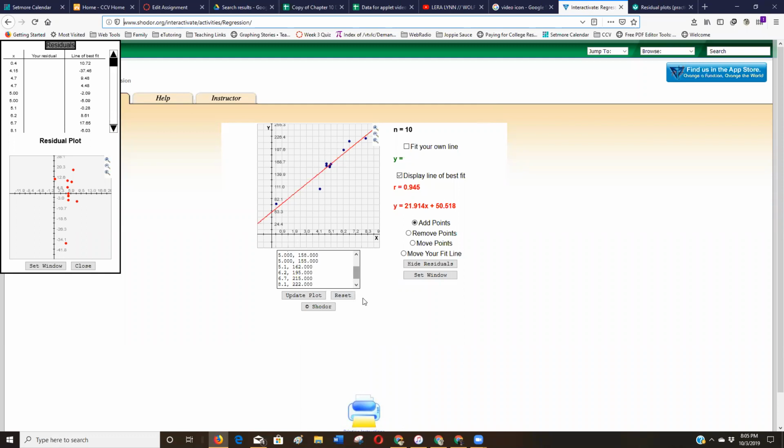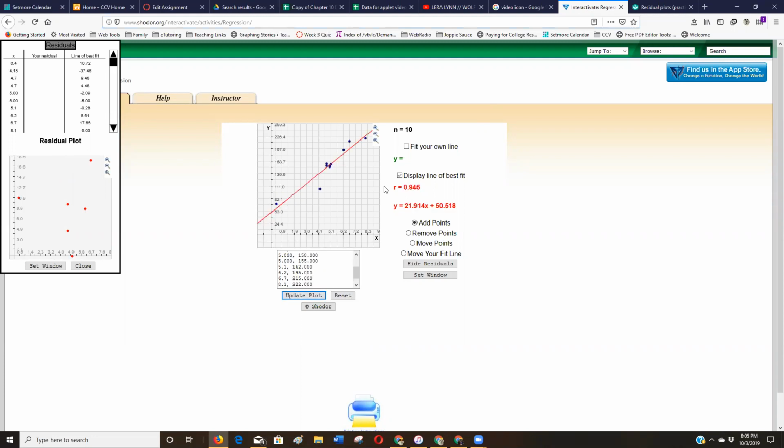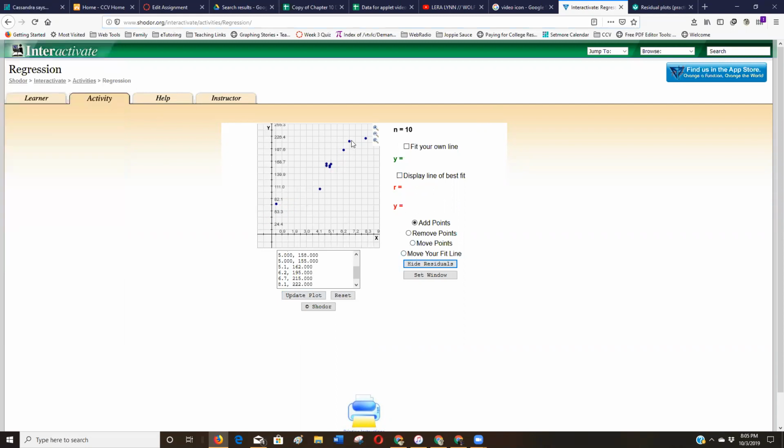And see, I already tried this. Let me reset. I want to make sure I knew what I was doing. So I've pasted in that data. I'm going to update the plot. But let me uncheck some stuff because originally it wasn't checked. So in fact, let me hide residuals. There we go. So here's the data. That's the alcohol content versus calories. And I'm seeing, what am I seeing?